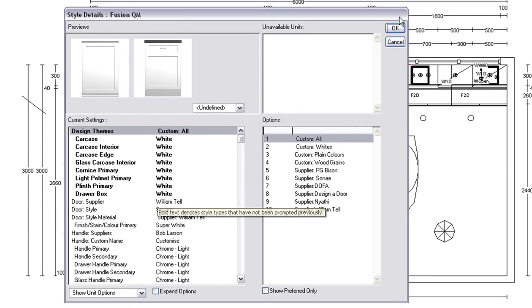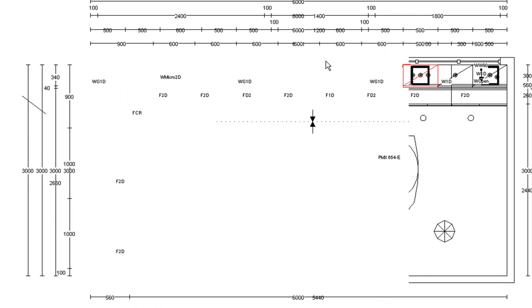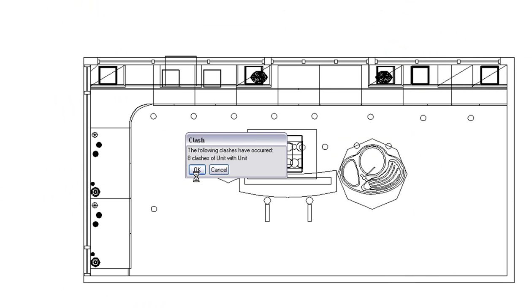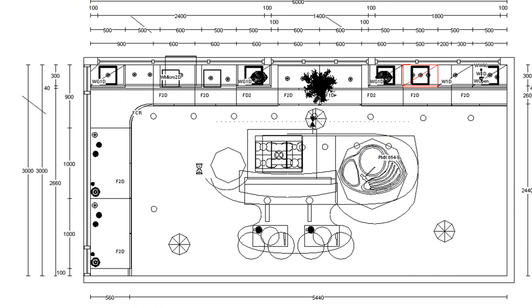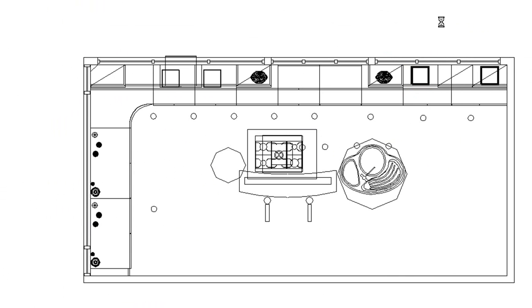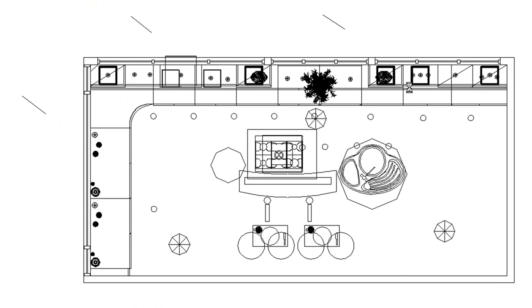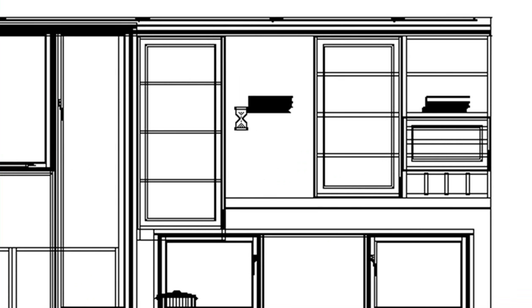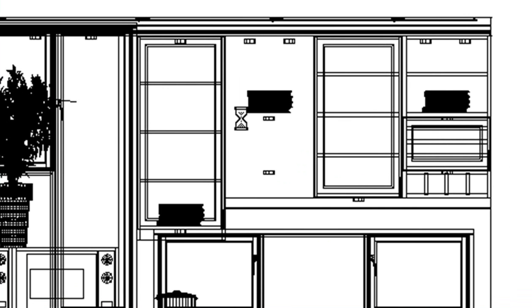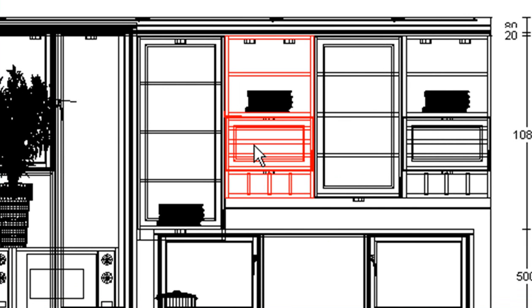It's asking me for the color. I'm going to keep it as default and press OK. It's saying there's a clash just because we've got some fixtures there already. And that's it. We've added that in. Let's go and have a look in elevation and then perspective view. Right click, elevation, and there it is. The highlighted piece in red, we've added that.